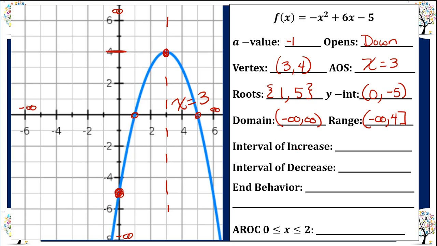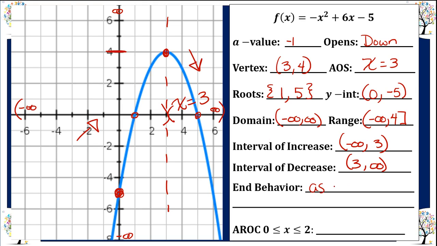Our interval of increase is going to be on the left side of the AOS, so our graph increases from -infinity up until the 3. So that's the area in which our graph is increasing. And then from 3 to +infinity, our graph goes down, it decreases.